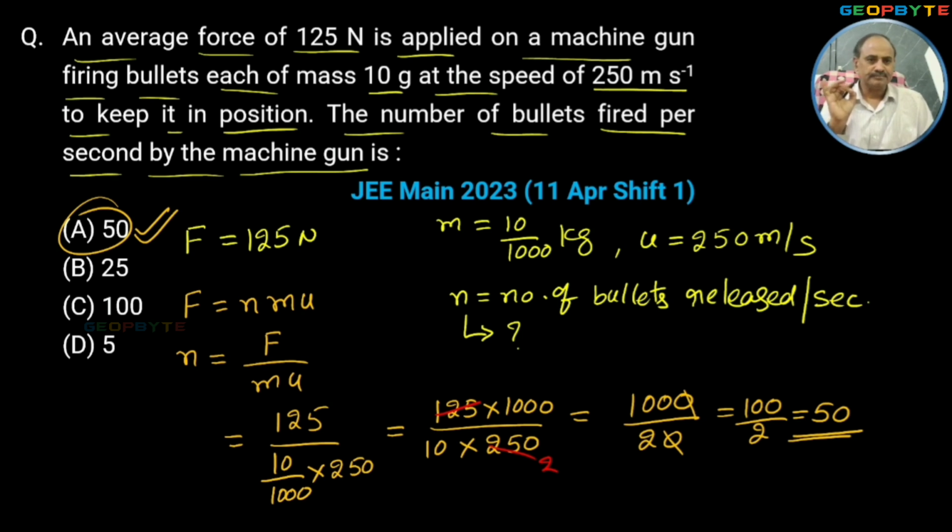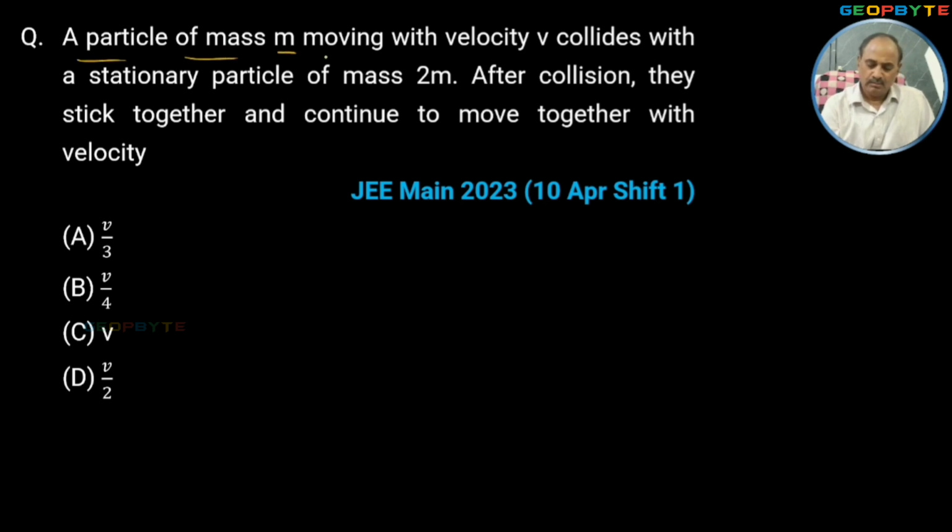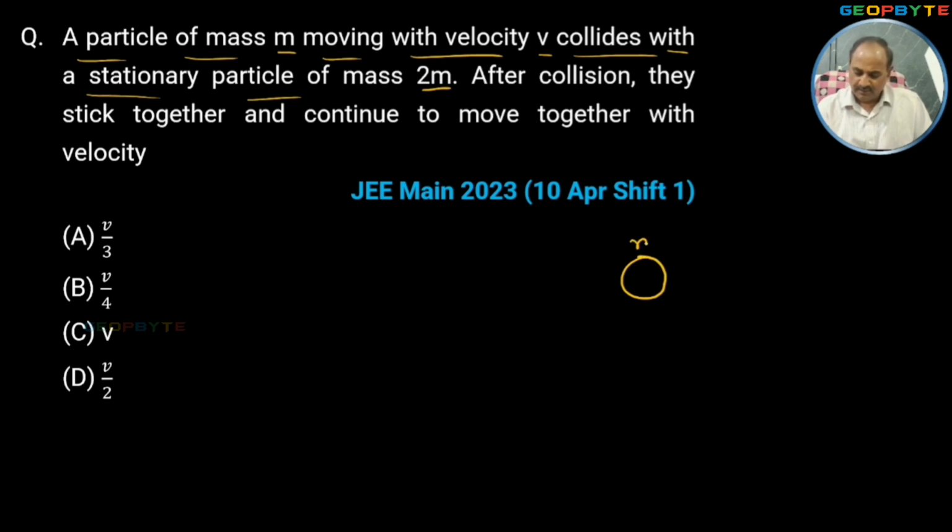Okay, understood clearly? Yes. Similarly, let us take another important problem. Look at this problem. A particle of mass m moving with a velocity v collides with a stationary particle of mass 2m. Let us take a particle of mass m traveling with a velocity v. It is colliding with a big particle having 2 times the mass. This particle is fixed, meaning stationary. This kind of collision is called what? Elastic collision.